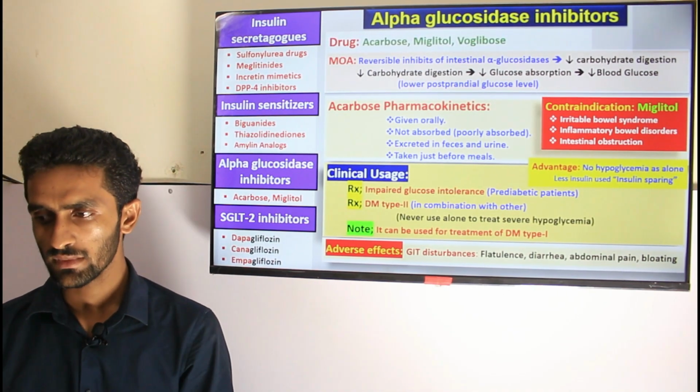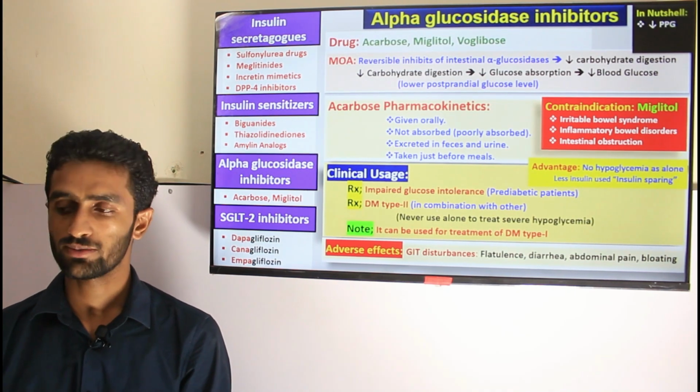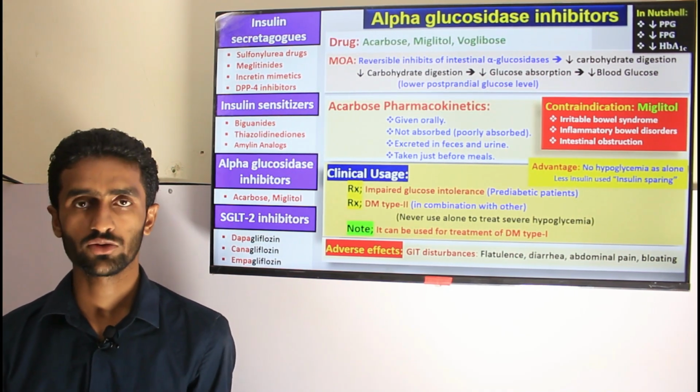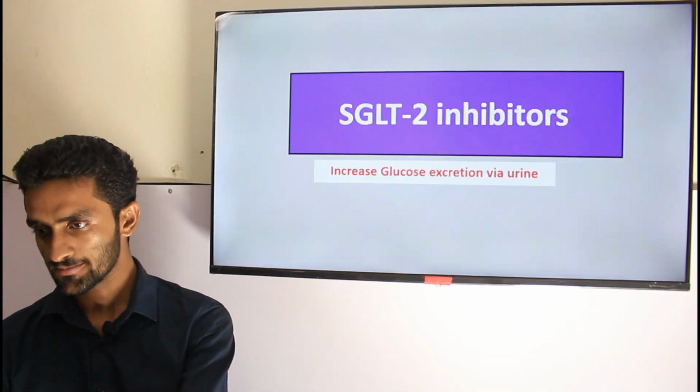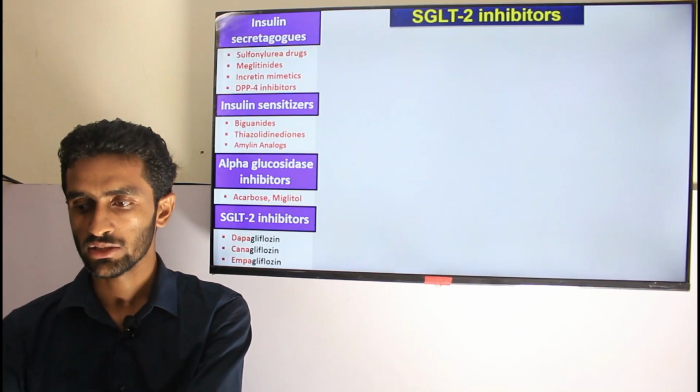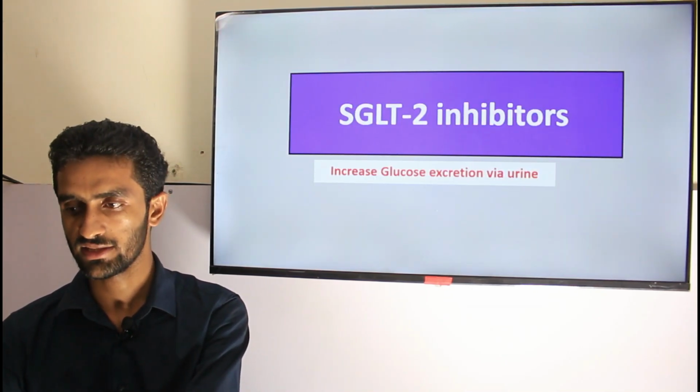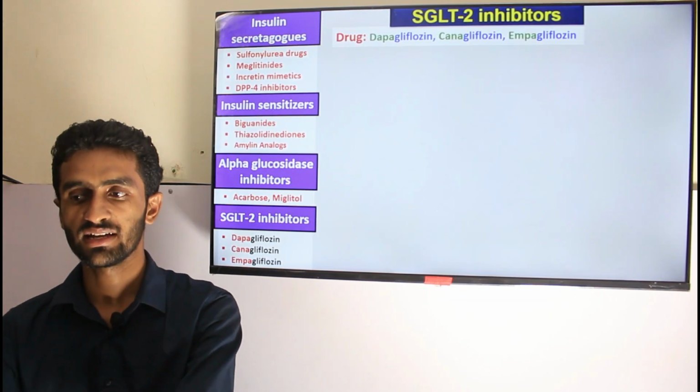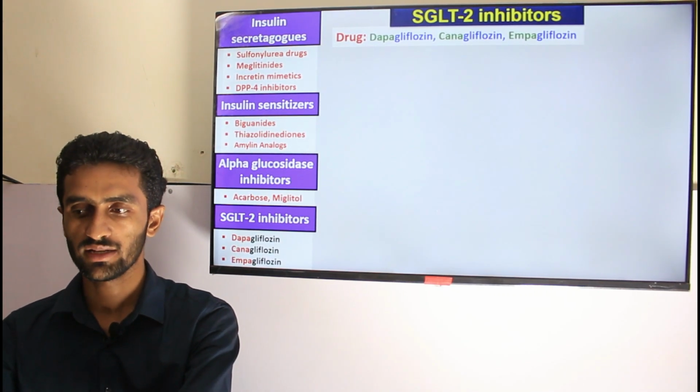Okay. So in a nutshell, they are decreasing the postprandial glucose, they are decreasing the fasting plasma glucose, they are decreasing the HbA1c. So SGLT2 inhibitors increase the glucose excretion via the urine. So gliflozins: dapagliflozin, canagliflozin, empagliflozin.